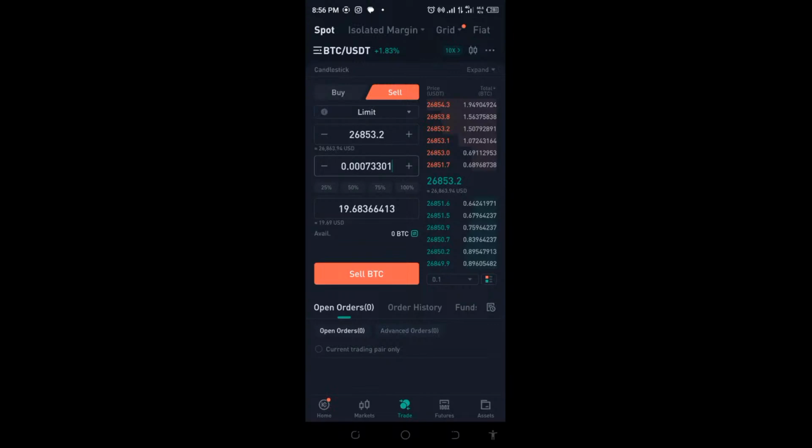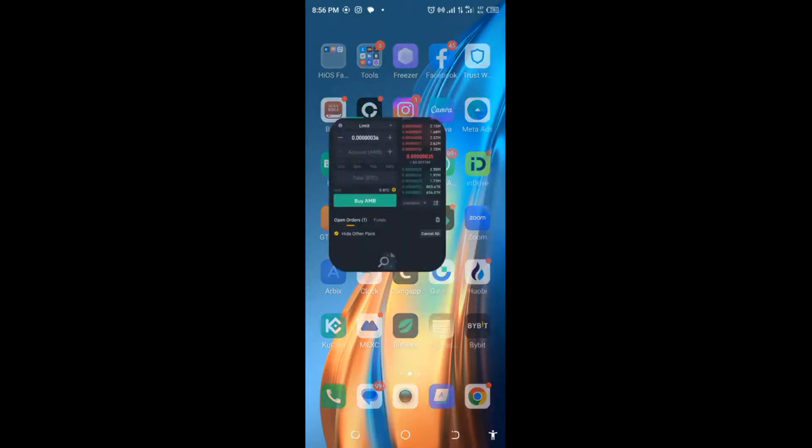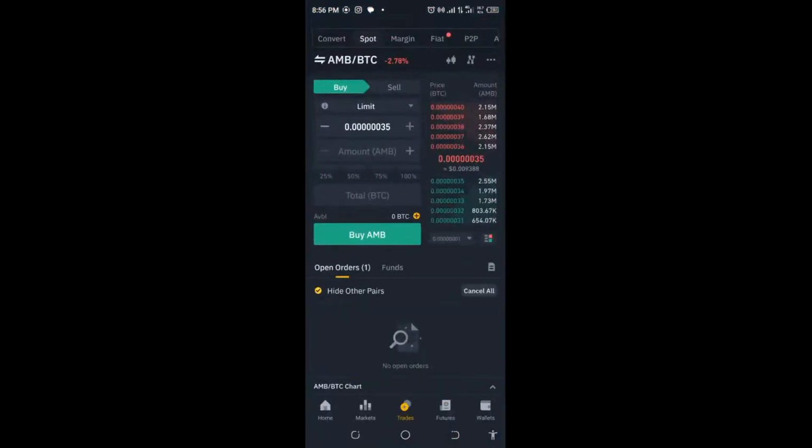So the only option we have is to try and see if we are going to be able to buy the AMB. And if that doesn't work, we'll be forced to sell it back to BTC, and sell the BTC back to USDT. So do we want to try this out? Let's go with the flow. Let's see what we're going to do.